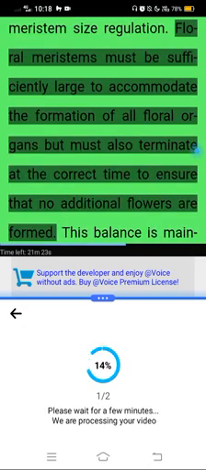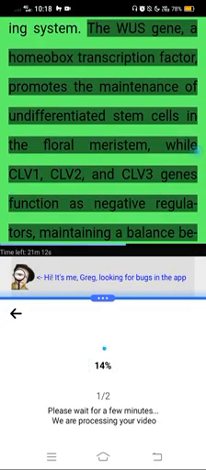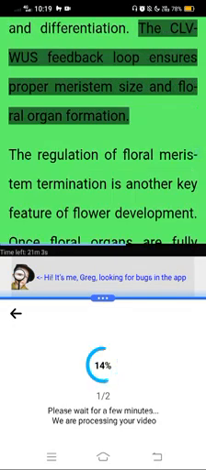Floral meristems must be sufficiently large to accommodate the formation of all floral organs but must also terminate at the correct time to ensure that no additional flowers are formed. This balance is maintained by the WUSCHEL, WUS, CLAVATA, CLV, signaling system. The WUS gene, a homeobox transcription factor, promotes the maintenance of undifferentiated stem cells in the floral meristem, while CLV1, CLV2, and CLV3 genes function as negative regulators, maintaining the balance between stem cell proliferation and differentiation. The CLV-WUS feedback loop ensures proper meristem size and floral organ formation.